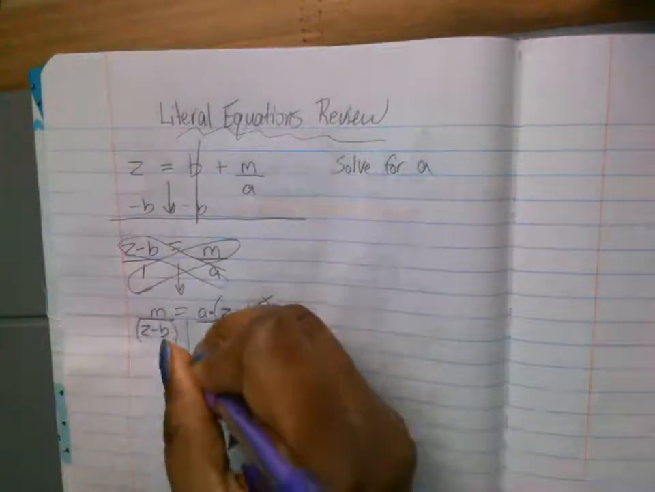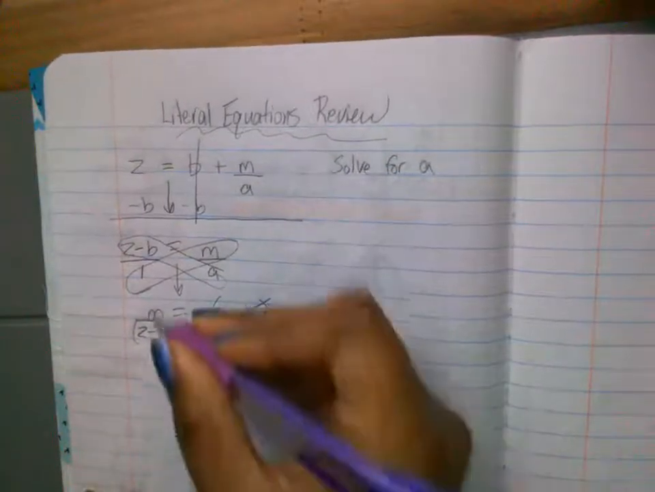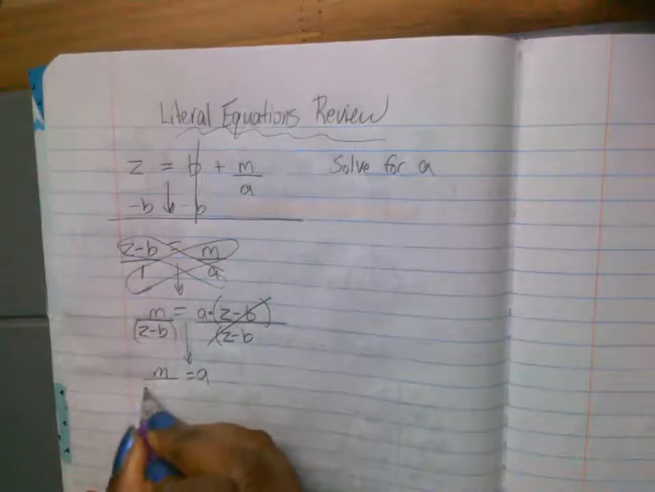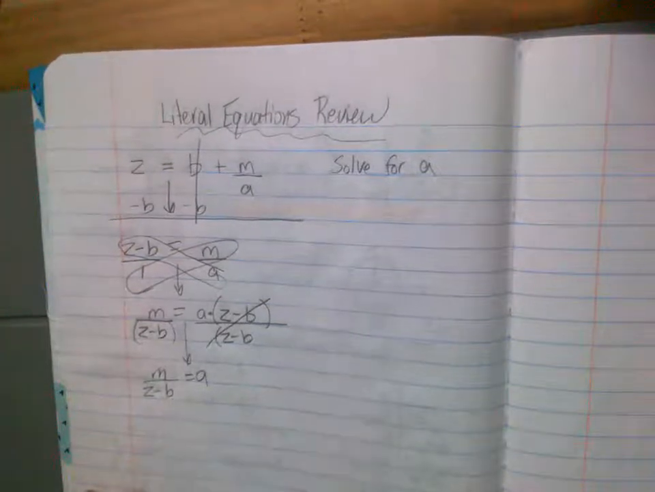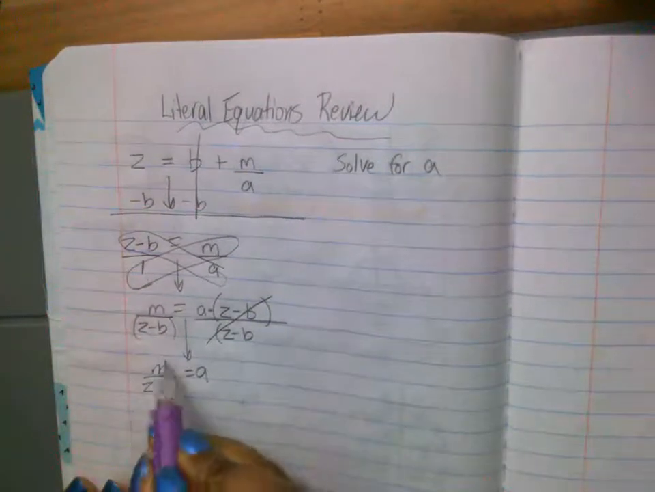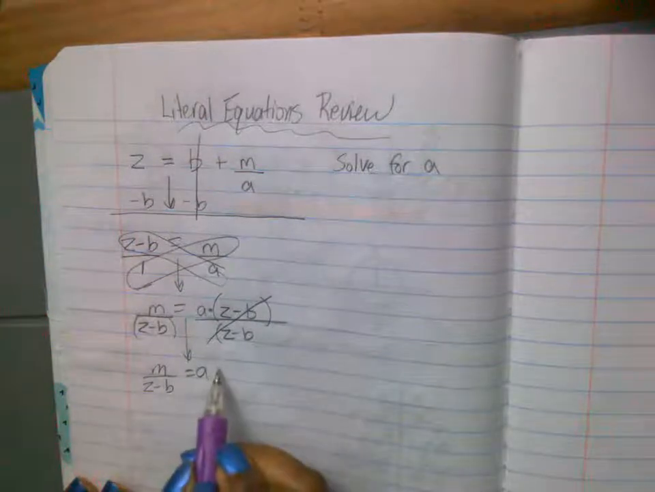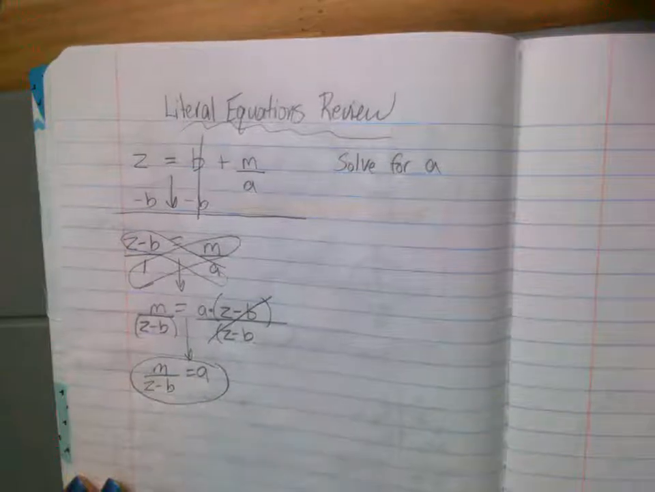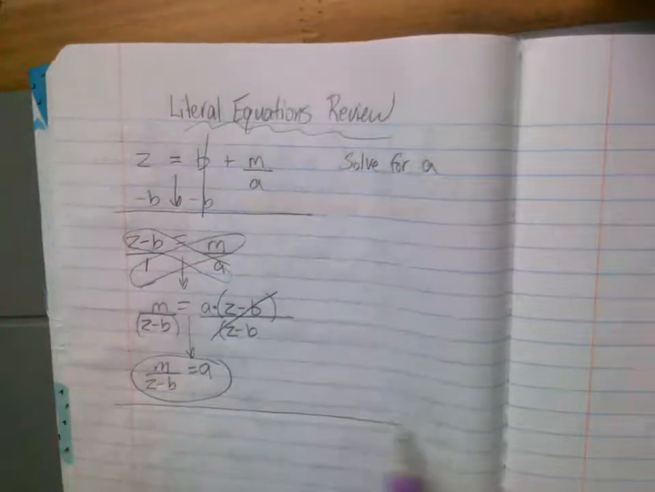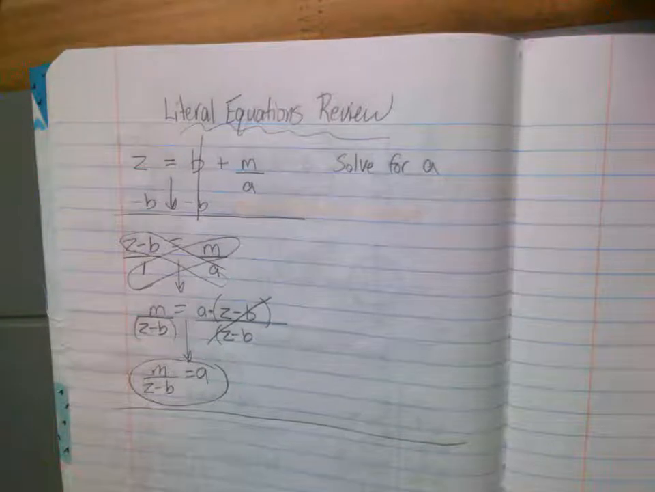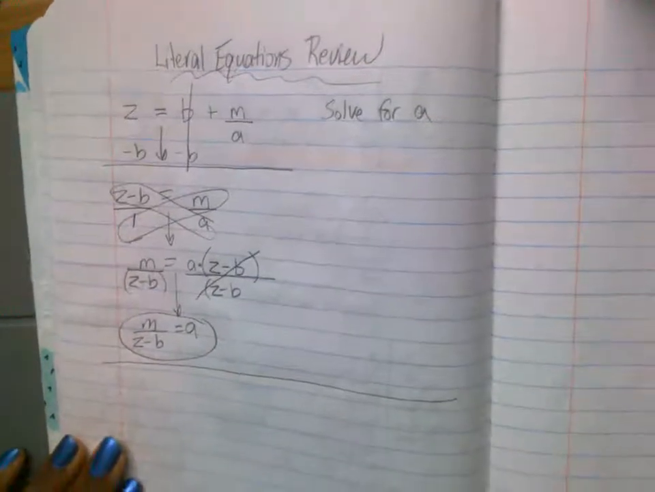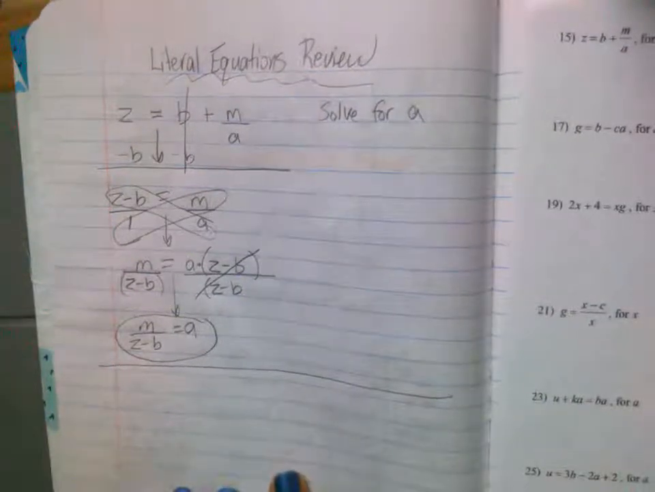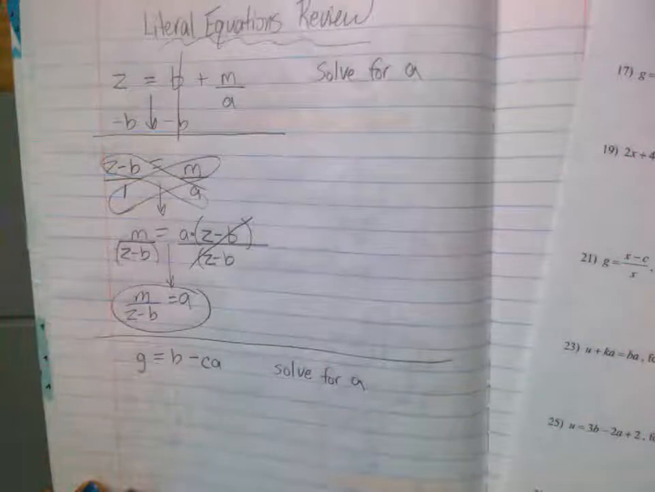Okay. M divided by Z minus B, we leave it. We don't know what any of those variables are, so we just leave it as an algebraic expression on this side. So the answer to A is equal to this algebraic expression. Any questions about that? Okay. I'll pause for the class.